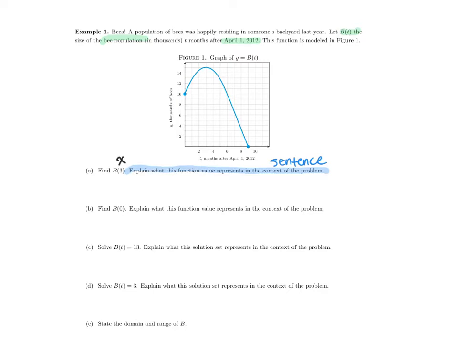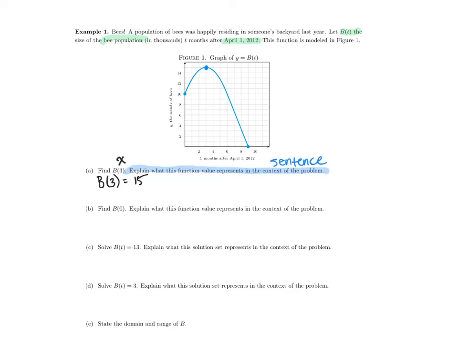If we take a look at the graph, when x is 3, my y value looks to be all the way up here at 15. So I'm going to mark that in just so that I can see it. We can say that B of 3 is equal to 15. Don't just write 15. I would like you to use proper function notation, so B of 3 is equal to 15.